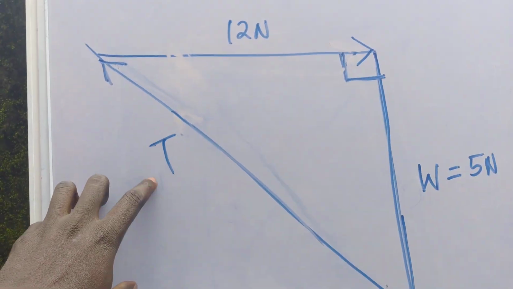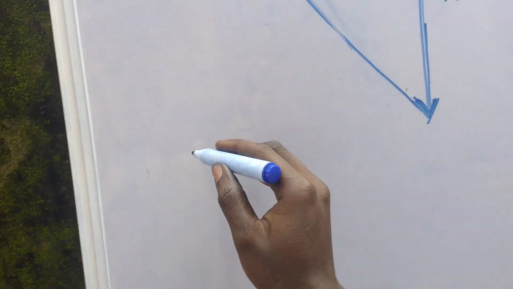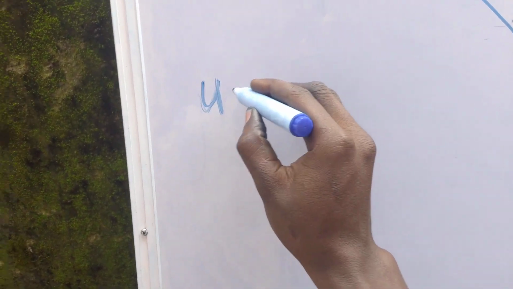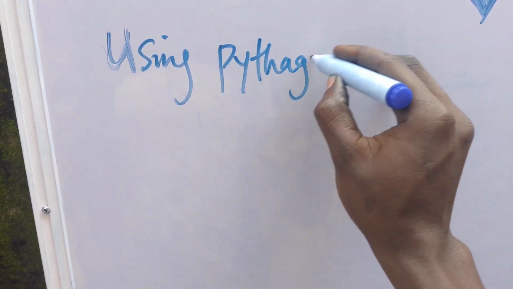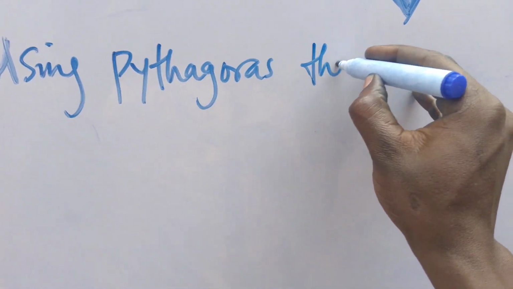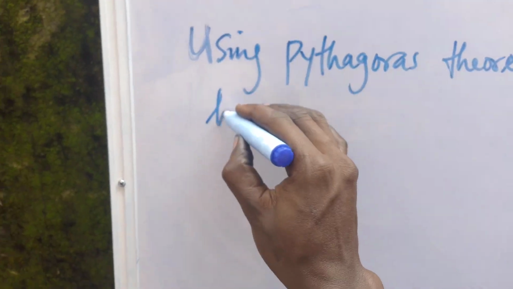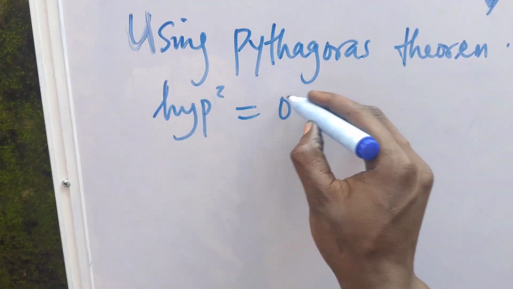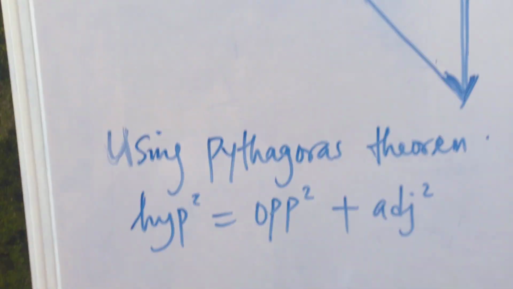Using Pythagoras rule or Pythagoras theorem, you find this. This is a right angle triangle. So using Pythagoras theorem or rule, we're having the hypotenuse square is equals to the opposite square plus the adjacent square.